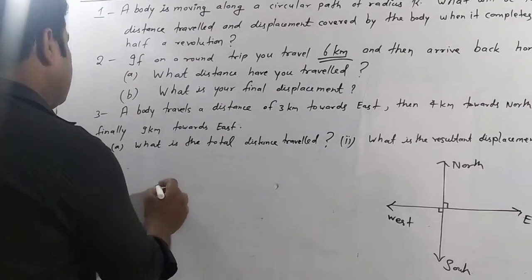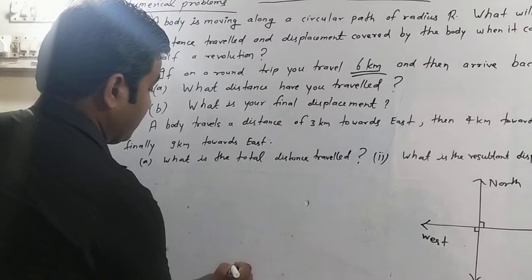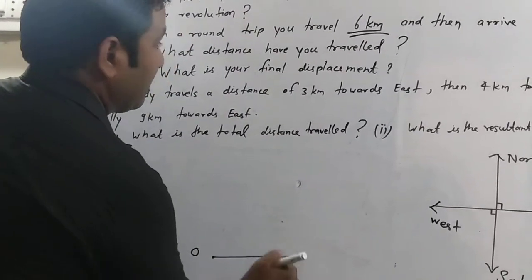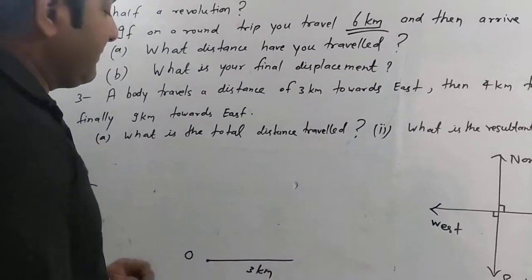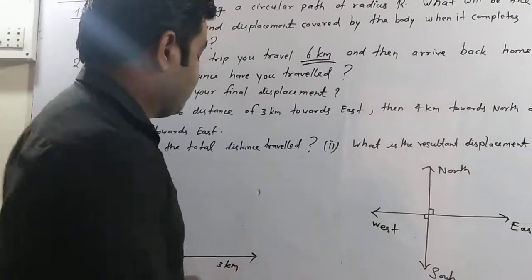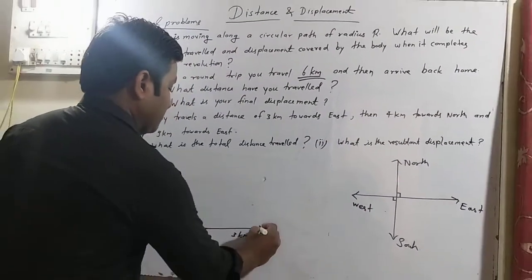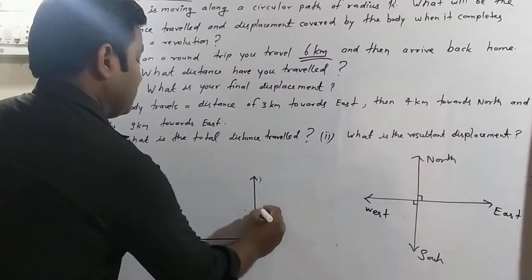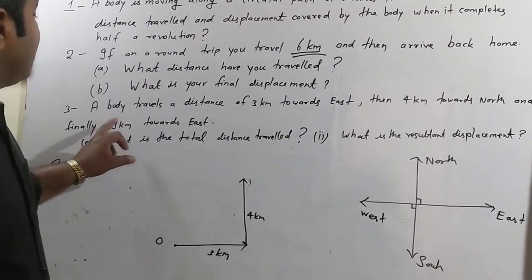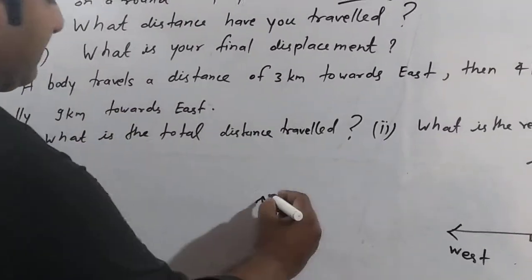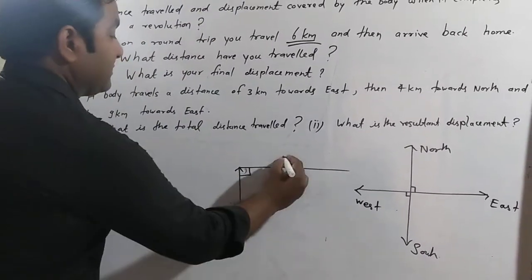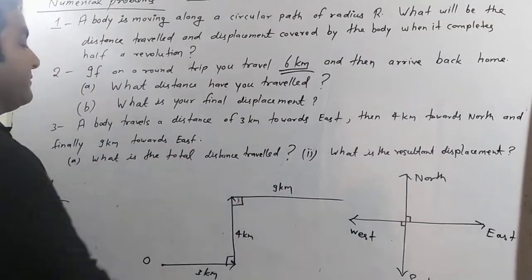Starting from, suppose, point O, 3 km towards east, it means towards the right side, and then 4 km towards north. North is upward, so 4 km towards north, and then finally 9 km towards east. This is the 90-degree angle, and same here 90-degree angle. This is the 9 km towards east.